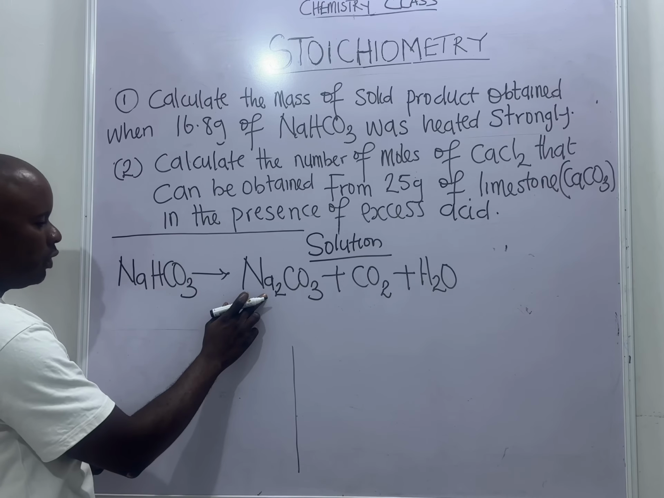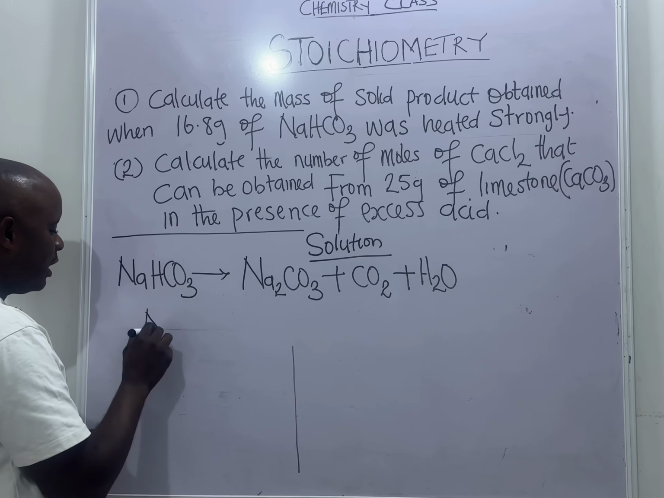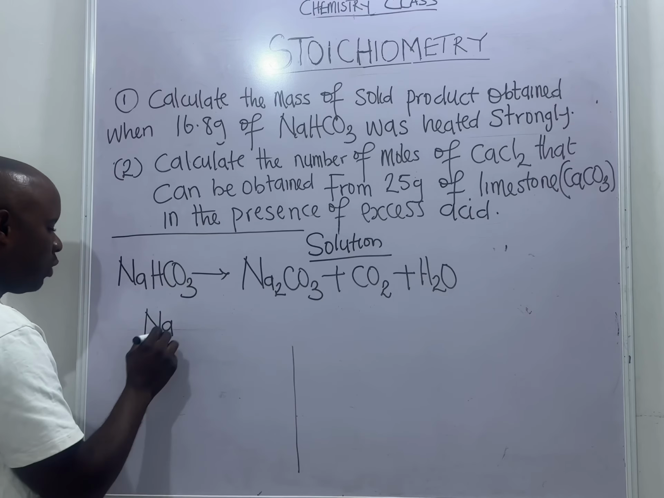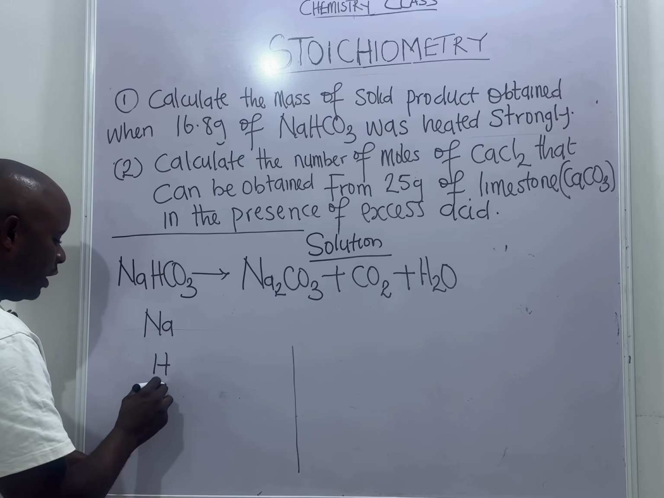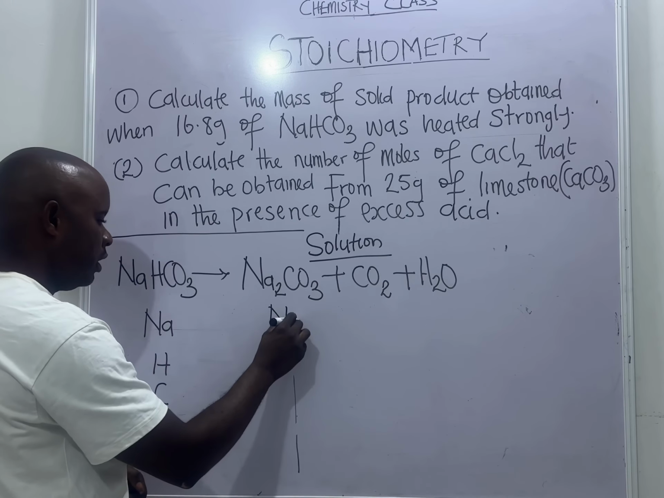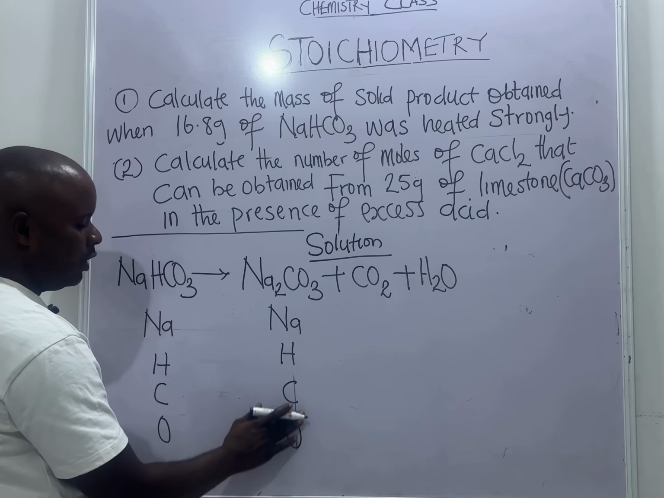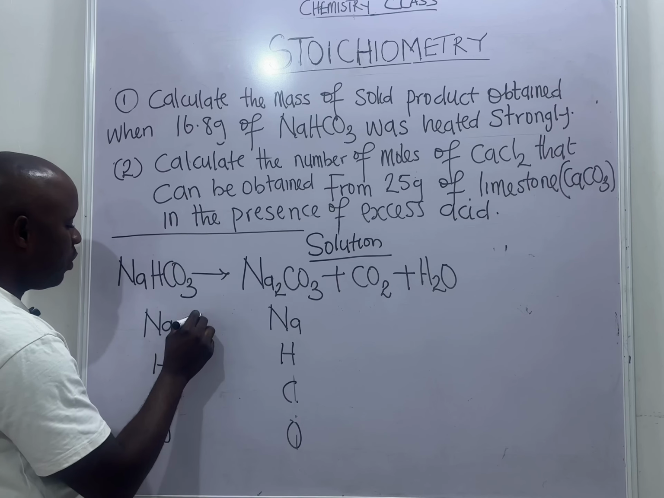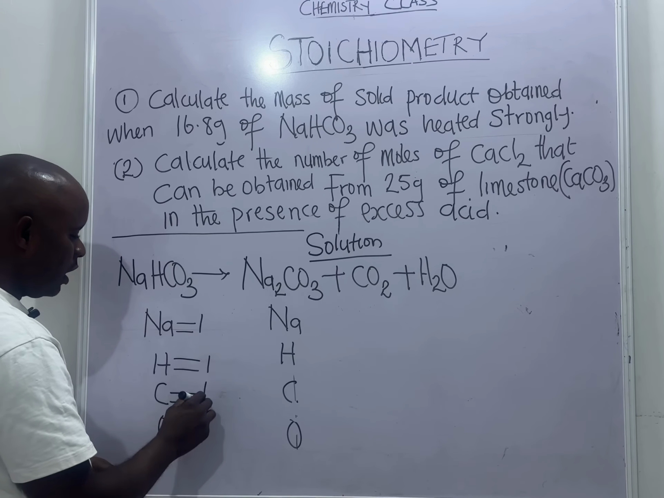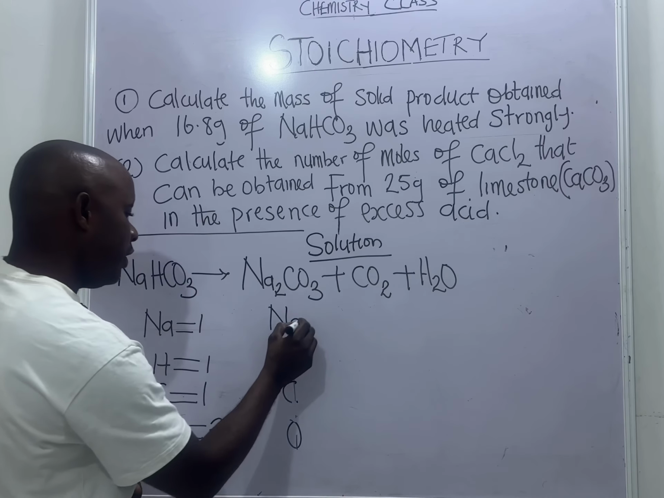We have two sodium here, and here we have one sodium. Let's balance this chemical equation first. Whatever started the reaction will actually end it. We're going to have sodium, hydrogen, carbon, and oxygen on both sides. Here we have one sodium, one hydrogen, one carbon, 3 oxygen.